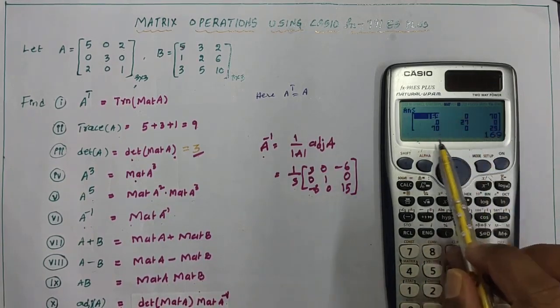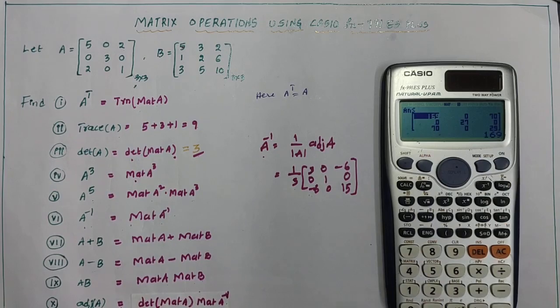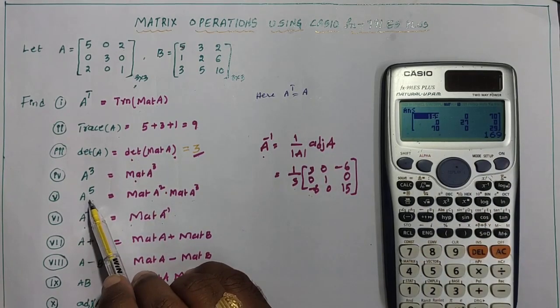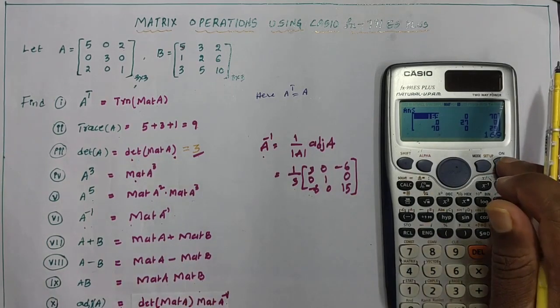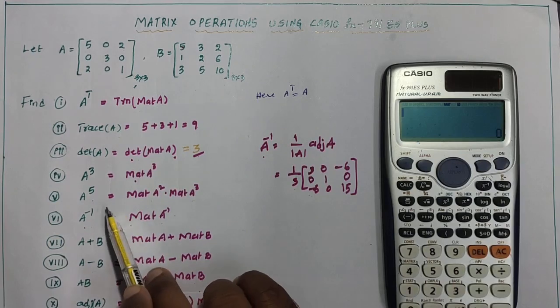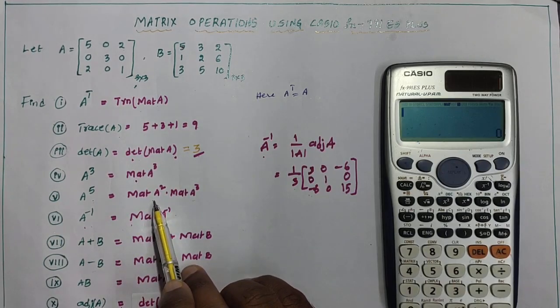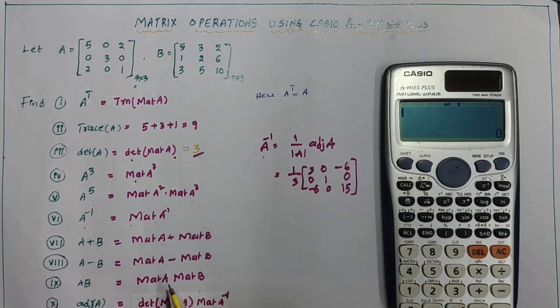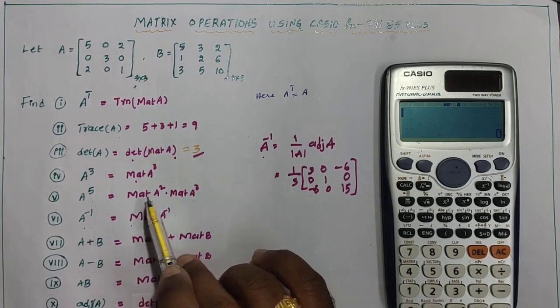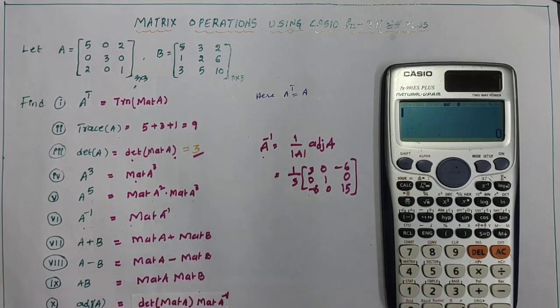These are the elements of A cube: 169, 0, 70 and so on. Next, I am finding A to the power 5. The syntax for A to the power 5 should be written like Mat A square into Mat A cube, or Mat A into Mat A 5 times, otherwise Mat A cube into Mat A square, otherwise Mat A square into Mat A square into Mat A.